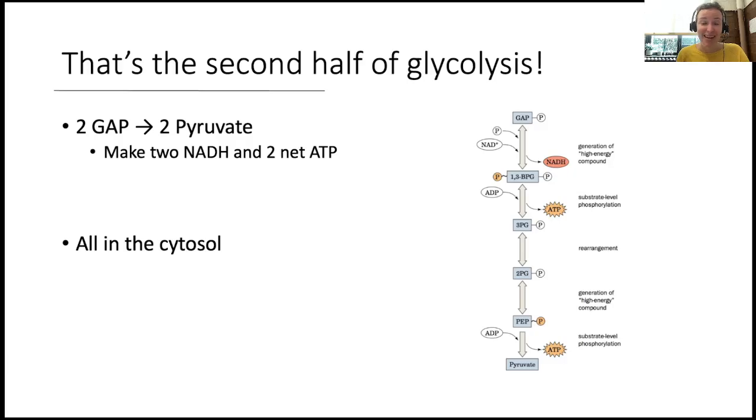And that is the second half of glycolysis. We saw 2-GAP converted into 2-pyruvate. Along the way, we made 2-NADH and 2-ATP. So we have a net production of 2-NADH and 2-ATP, right? Take 1 molecule of glucose in, 2 molecules of pyruvate out, 2 molecules of NADH, 2 molecules of ATP. And all of this is happening in the cytosol.